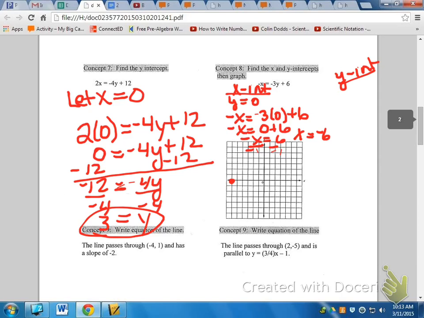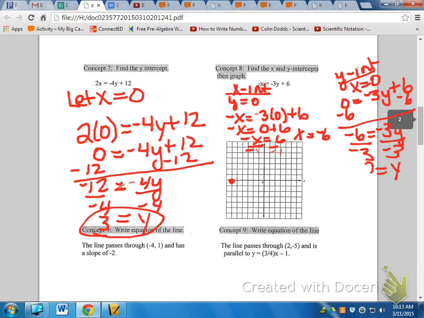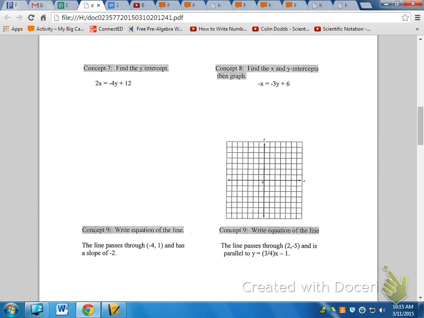just like the last problem, y-intercept is where x is 0. So I'm going to put 0 equals negative 3y plus 6. I'm going to subtract 6 from each side. Negative 6 equals negative 3y, and divide by negative 3. So y equals 2, and that would be my y-intercept. So on the y-axis at 2, I graph that point, and now I put my line in between those 2 points, and I've graphed it using the x and y intercepts.